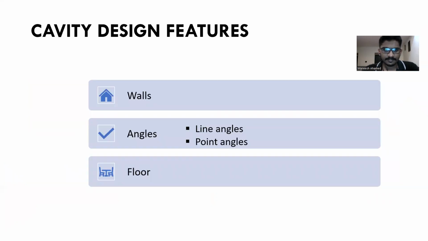And there are certain general features for every cavity. They are features like walls, angles, and floor. We know that a cavity will always have more than four walls, and angles are divided into two types, that is line angles and point angles. The line angles are the junctions between two walls, or the junction between a wall and a floor, and a point angle is a junction of three such areas, that is either three walls, or two walls and a floor. And of course, the last feature is the floor.